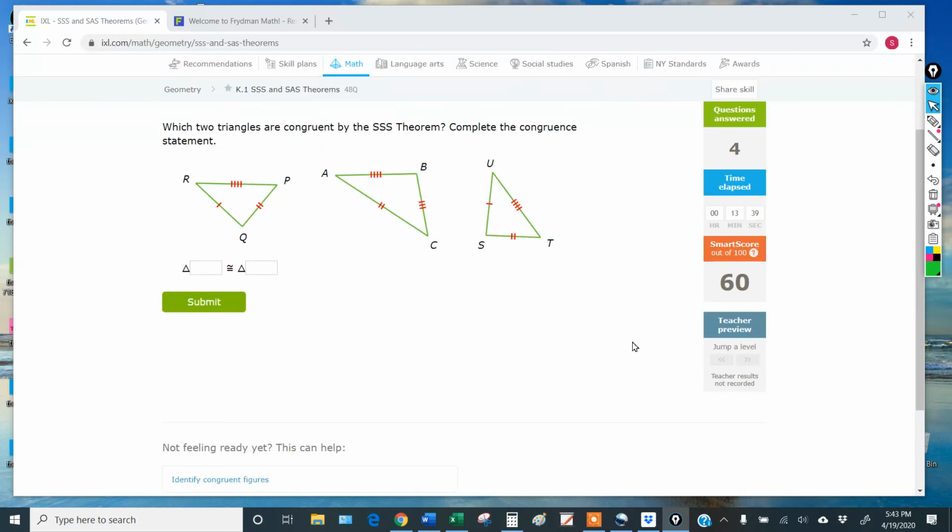All right, so we did another SSS problem earlier in this video. So I'm just going to end it there. There's no other level for this. All the other questions through a SMART score of 100 are pretty much the same. So there's no other level that I can jump to. So I'm going to end the video there.